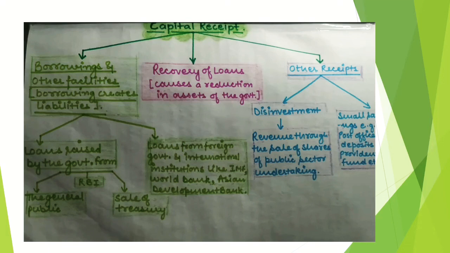Now this capital receipt is in the form of borrowing and other facilities. Borrowing creates liability because we have to repay it in the future, all right. This loan is taken from various sources, from international sources as well as from internal sources. So the loans are raised by the government from its own country, by the general public, by RBI, by sale of its treasury bills, and by international sources like the International Monetary Fund, World Bank, and Asian Development Bank as well.